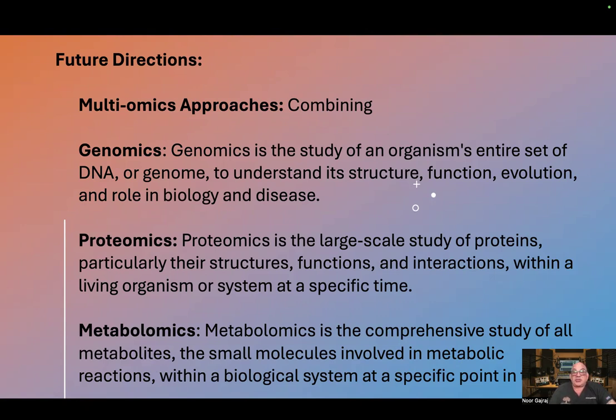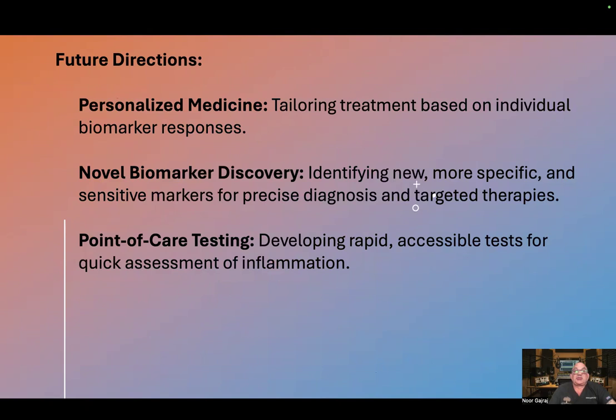Metabolomics. Metabolomics is the comprehensive study of all metabolites, the small molecules involved in metabolic reactions within a biological system at a specific point in time. Personalized medicine: tailoring treatment based on individual biomarker responses. Novel biomarker discovery: identifying new, more specific and sensitive markers for precise diagnosis and targeted therapies. Point of care testing: developing rapid, accessible tests for quick assessment of inflammation.